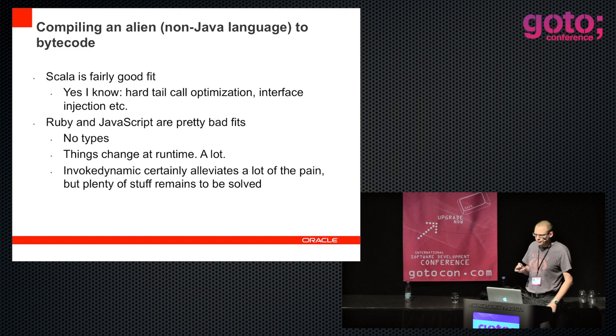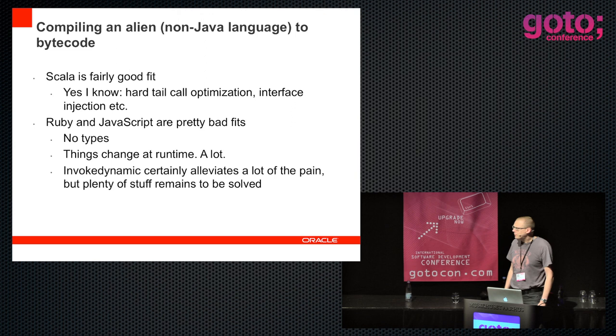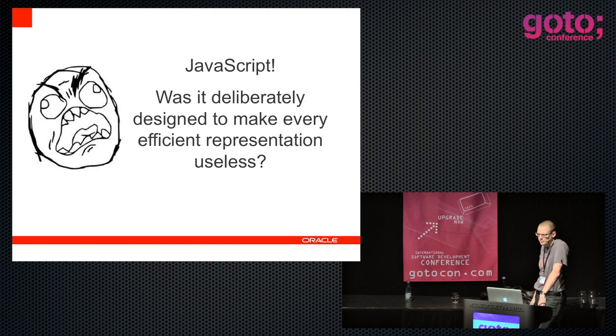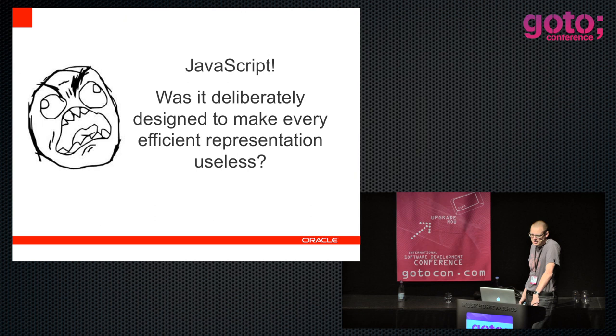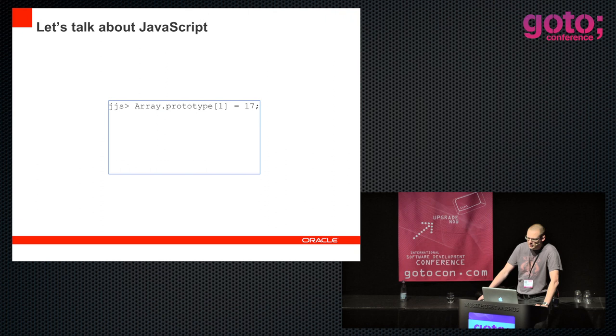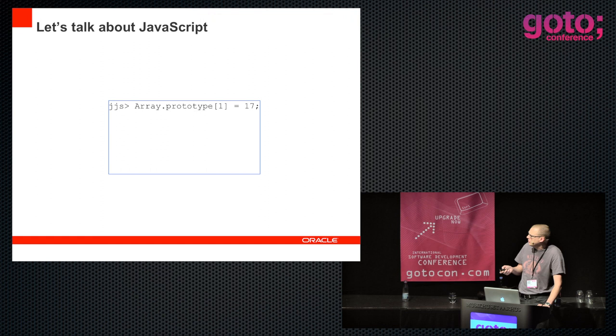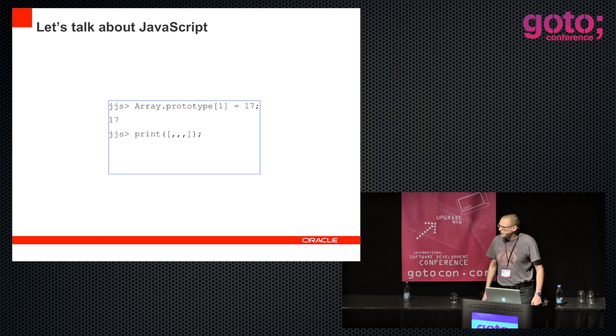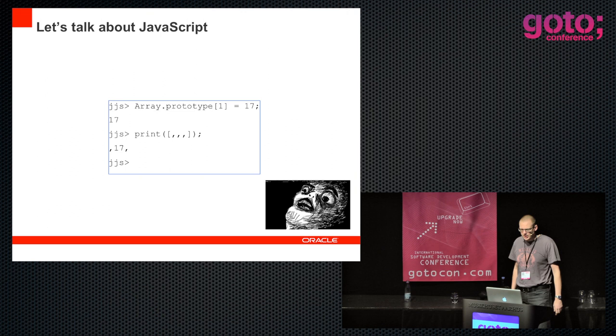So looking at JavaScript as my example, it was obviously deliberately designed to make every efficient representation of everything you ever do useless. If you go into JavaScript, the array prototype, for instance, and say that array prototype of 1 is 17, that means that the second element of every array in JavaScript forevermore, until you change it, will be 17. So the obvious representation, if you go on a bytecode to represent a JavaScript array, is just a Java array. That's obviously not going to work.